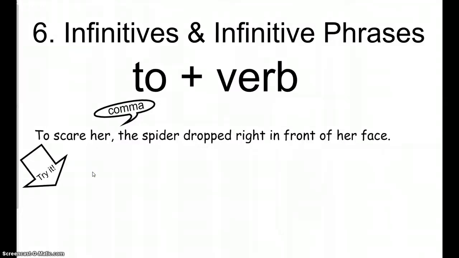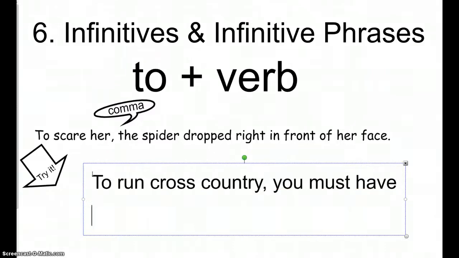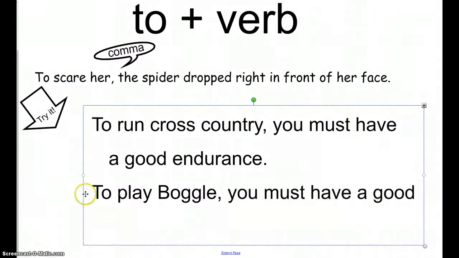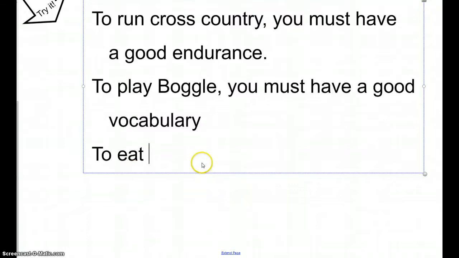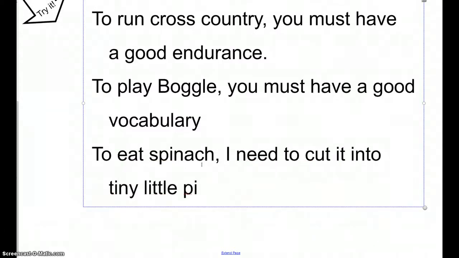So we did some examples in class, and some that students came up with today were, to run cross country, comma, you must have a good endurance. To play boggle, comma, you must have a good vocabulary. And one more. To eat spinach, I need to cut it into tiny little pieces.